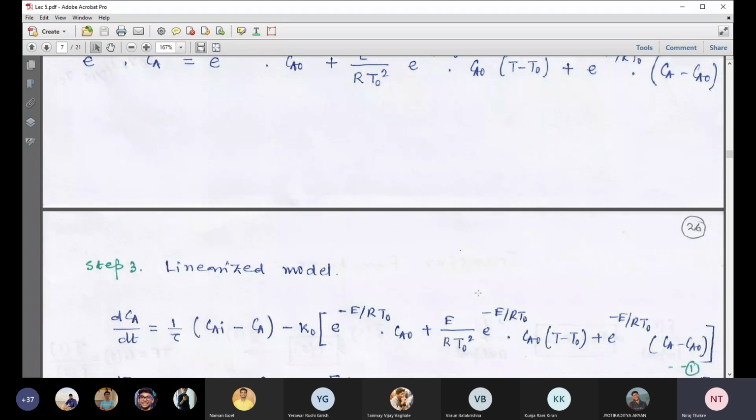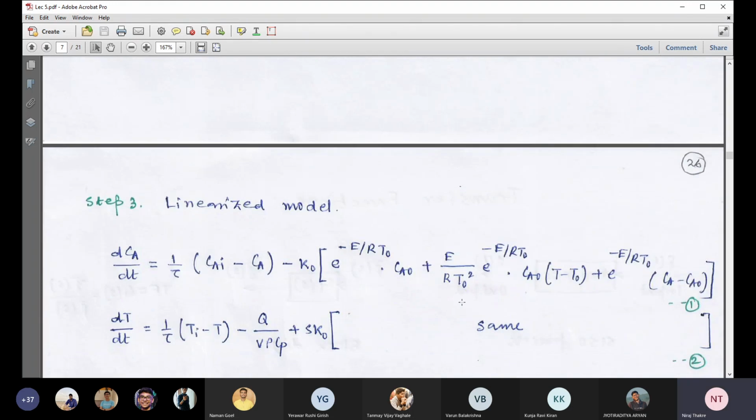You see the model equation. First I have substituted in the first equation, that is the component A balance equation, followed by the energy balance equation. Now it is quite straightforward. Although it looks quite complicated, it is just a substitution, nothing else.